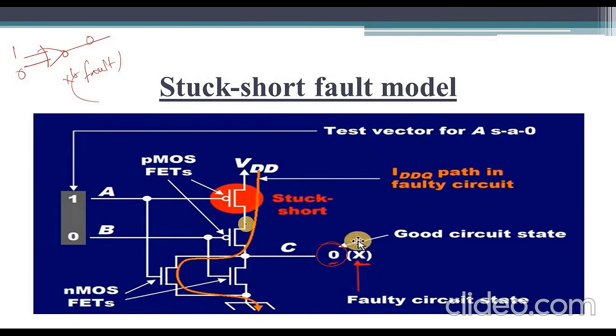If there is no fault in this particular circuit, we can get 0. Here, from this particular VDD to ground, one current is flowing. That current is called IDDQ. It is also called the quiescent path. This current flows from VDD to ground.